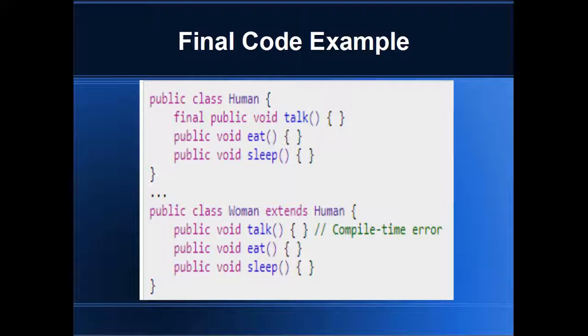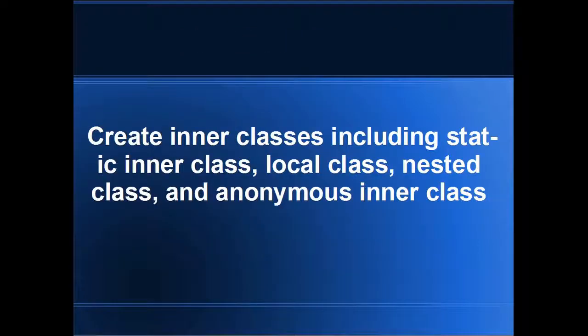Abstract and final keywords are not the most important things in the exam. Where the exam tries to mess you up is inner classes, static inner classes, local classes, nested classes, and anonymous inner classes. That's where all the tricks are happening.